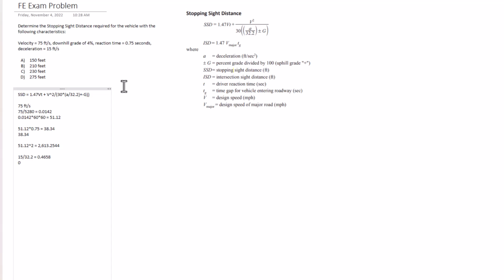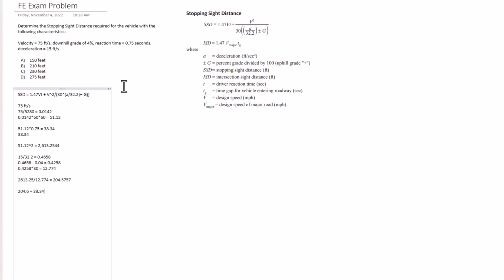So 0.4658 minus 0.04 equals 0.4258, and then we're going to multiply that number by 30. That's what the bottom term has there. 12.774. So we're going to take 2613.25, and then we're going to divide it by the 12.774. And that equals 204.5757. I'll just say 204.6 plus 38.34.